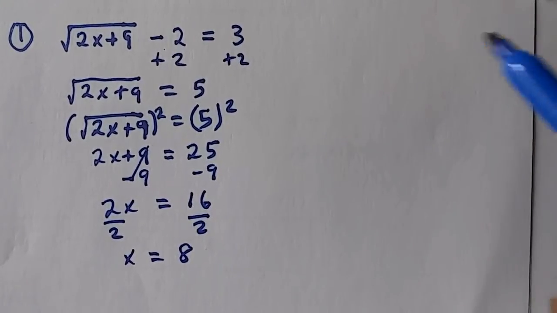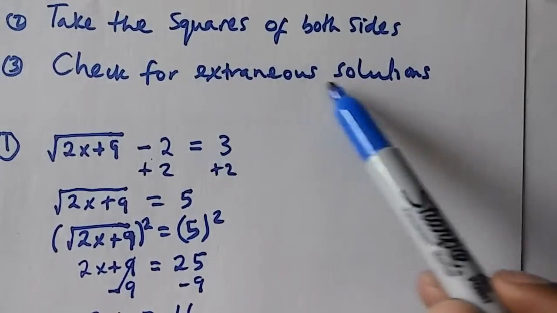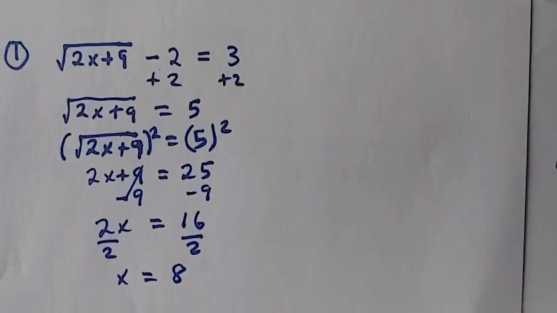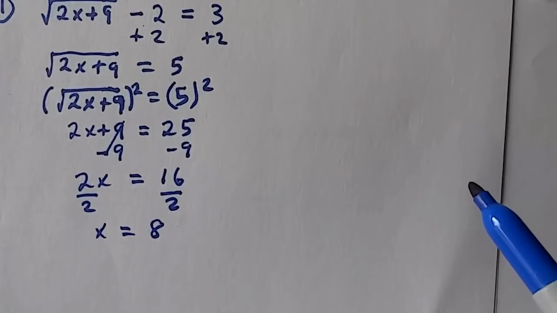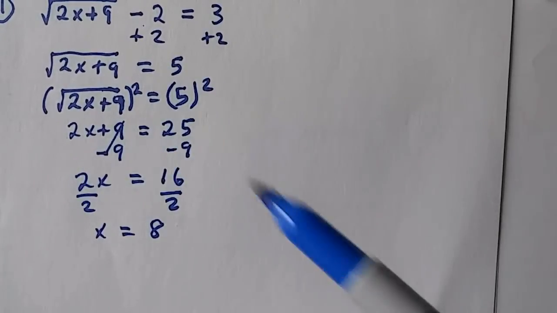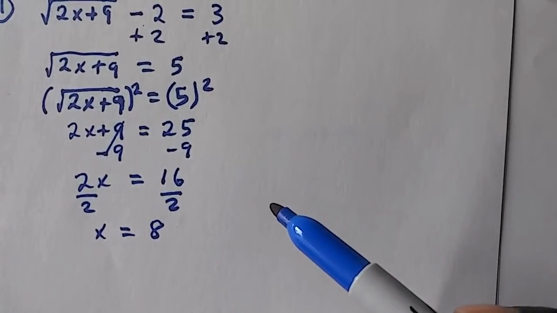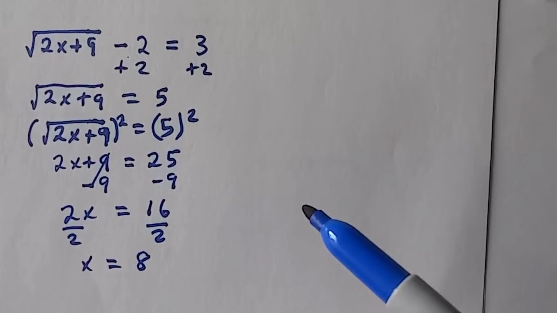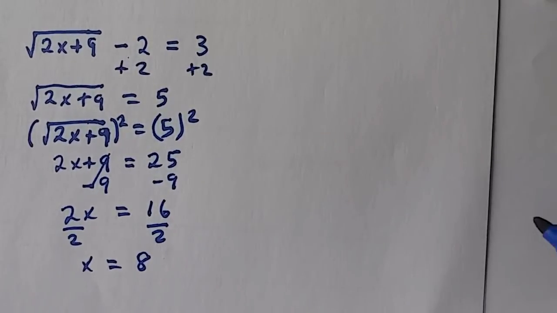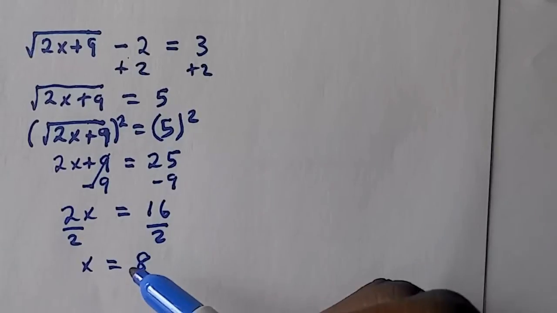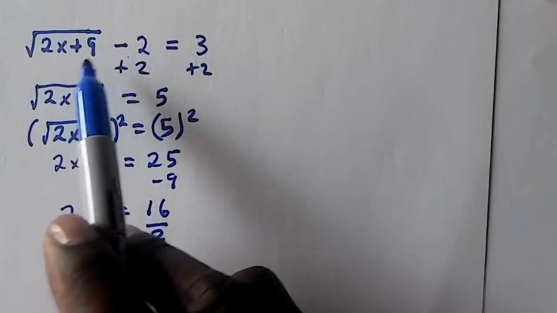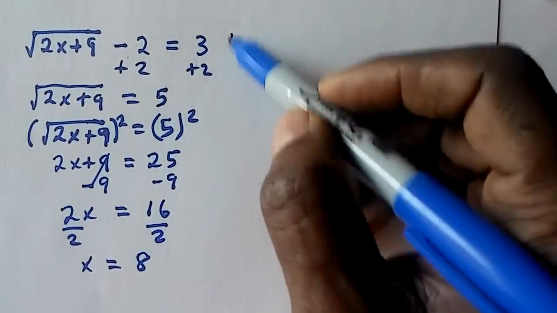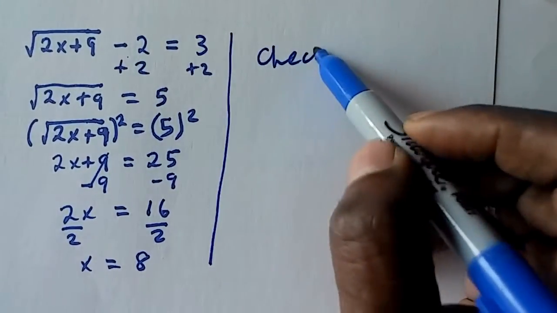We need to do the last step: check for extraneous solutions. When you're solving a square root equation, it is possible for an extraneous solution to arise due to the squaring process. So we always have to check for extraneous solutions every single time we solve square root equations. We're going to go back and substitute x into the original equation. So check. Very, very important.